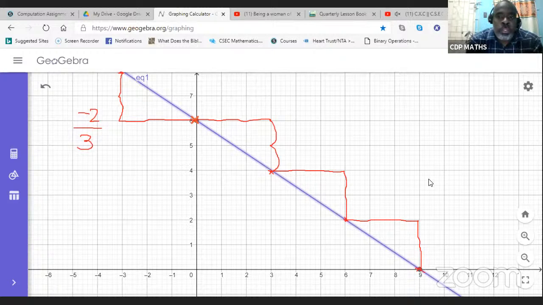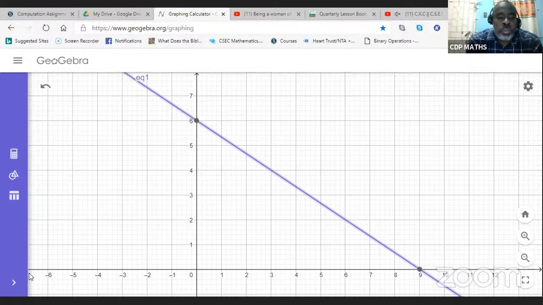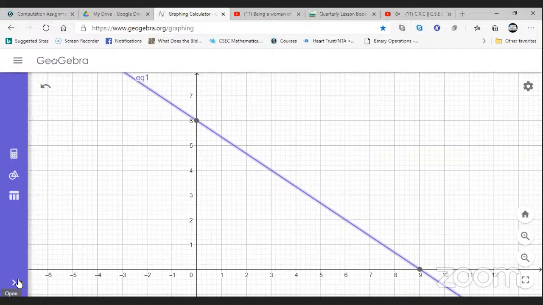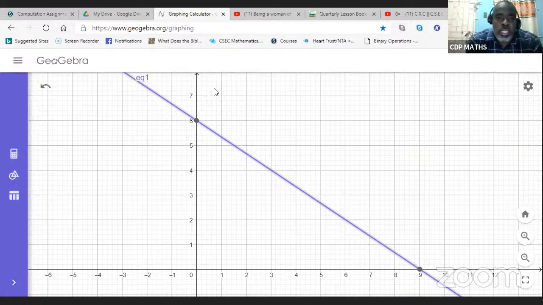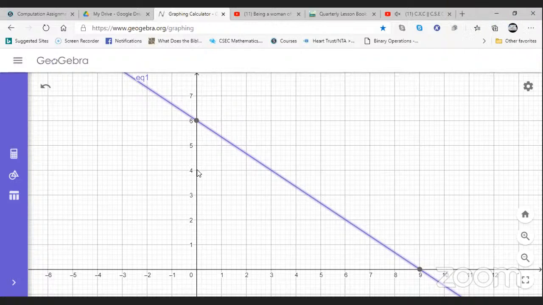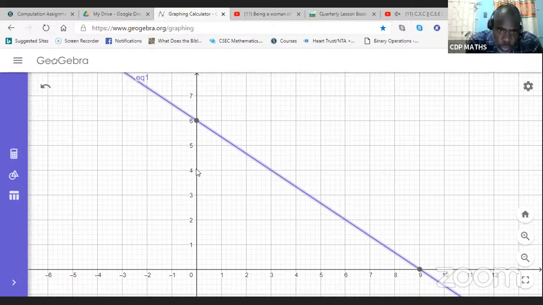All right, so our next one now. What was our other gradient again? Can somebody tell me, please? What was the gradient? -1/5. Yes, sir. And then the y-intercept was 4.6. Each line is 0.2, so you count 3 small lines up. So 0.2, 0.4, so 0.6 is right here.